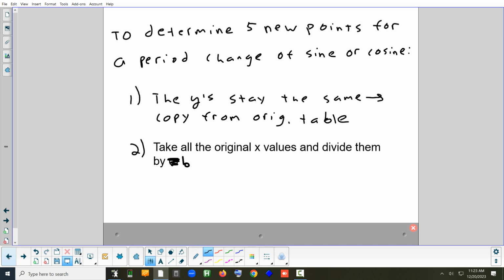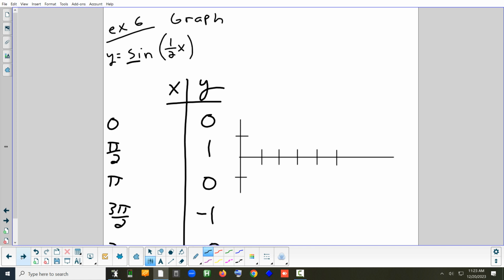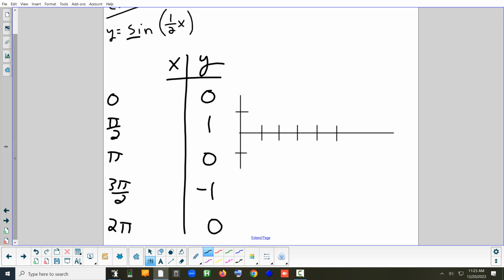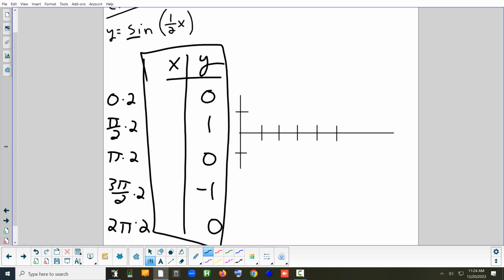And now it says take all the x values and divide them by b. So what would we be dividing all of those by? We can divide them all by 1/2, which is the same as doing what? Times 2. That's how I'm going to do it. Times 2, just easier for me to think of the math that way. And if you times them all by 2, you get 0, pi, 2 pi, 3 pi, 4 pi.